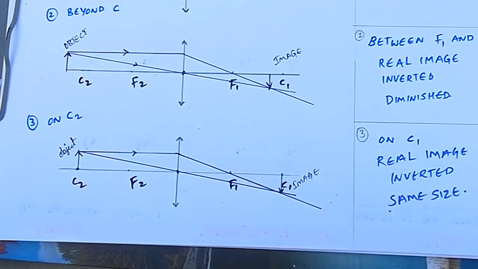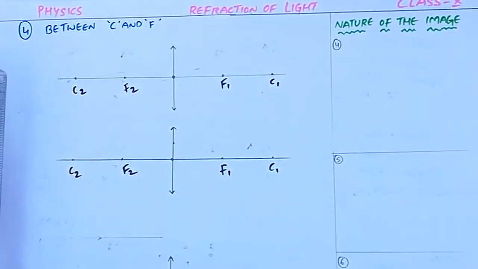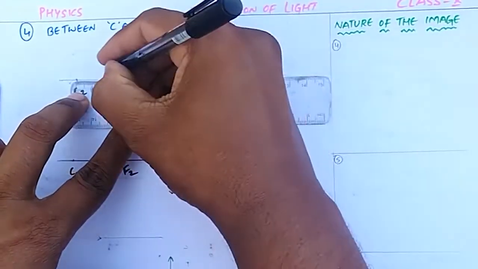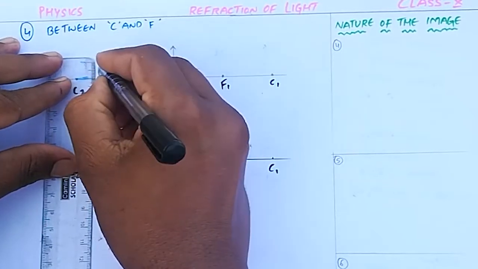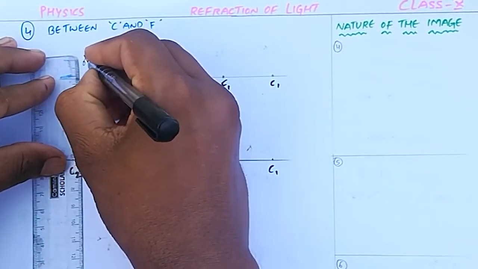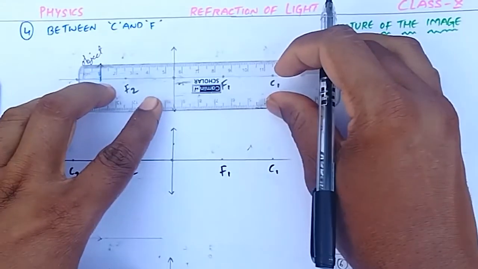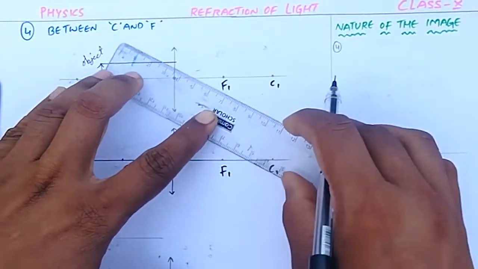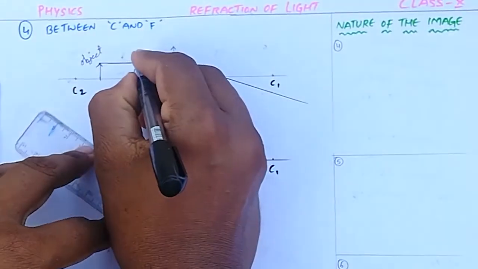I hope you understood the third position. Now we'll go to the fourth position, between C and F. Exactly in the middle I will take a 1 centimeter object. Same as before, we need to draw the horizontal line onto the lens, then converge it, same procedure.